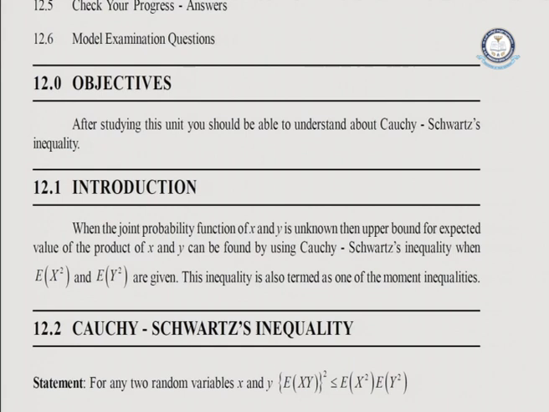So that is X and Y, the unknown random variables, and for this joint distribution of two random variables, the Cauchy-Schwarz inequality gives the upper bound for the expected value of the product of X and Y. What is the Cauchy-Schwarz inequality? The expected value of XY, whole square, the product of the two random variables, is bounded above: it is less than or equal to the product of the expected value of X square and the expected value of Y square.